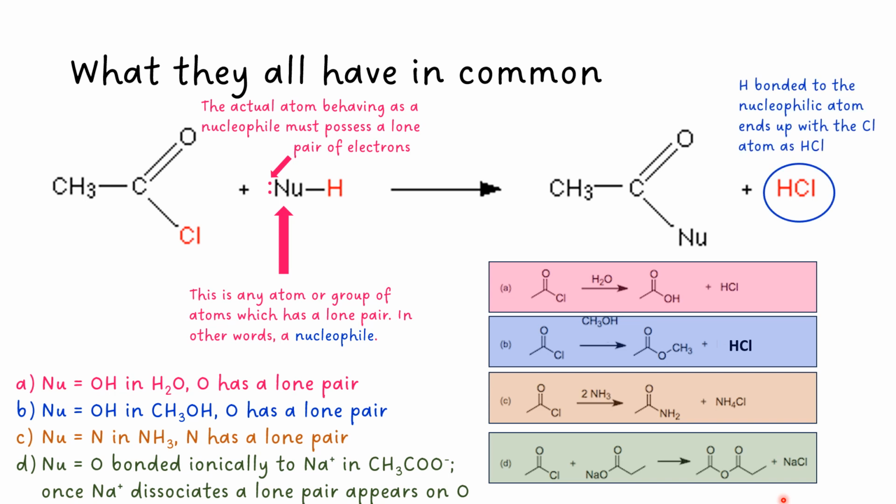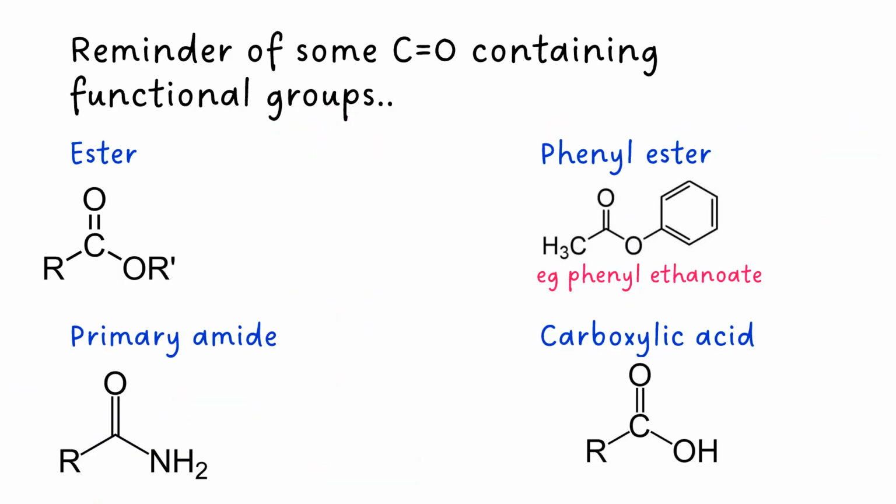So we said earlier the hydrogen bonded to the nucleophilic atom ends up with the chlorine, and then the HCl comes off as a side product. That happens every single time. The only exception is down here. And what's left behind is a new carbon double bond oxygen containing functional group, such as the ones we looked at before. You can see they've all got a C double bond O in there somewhere.